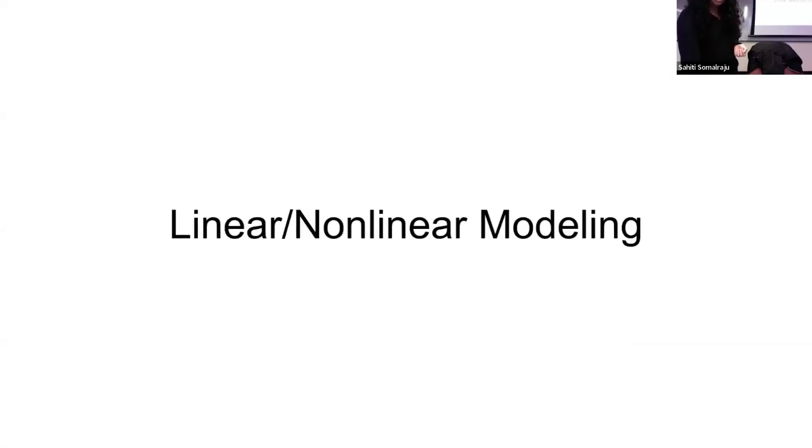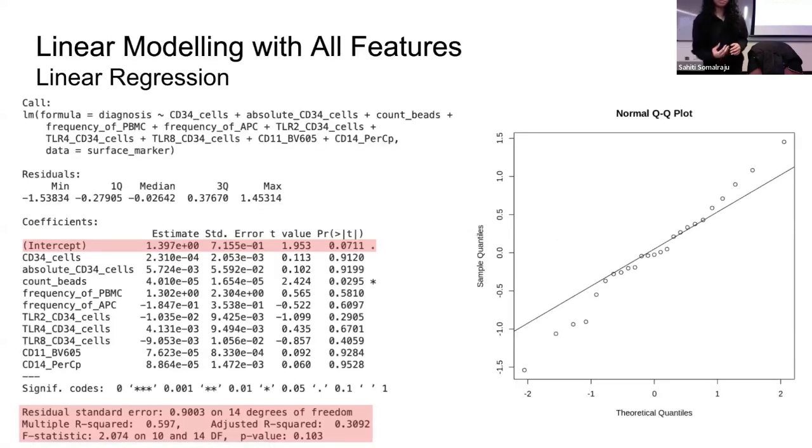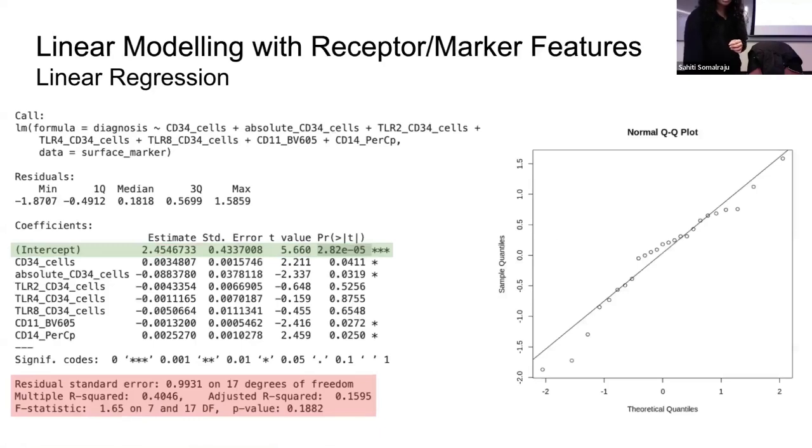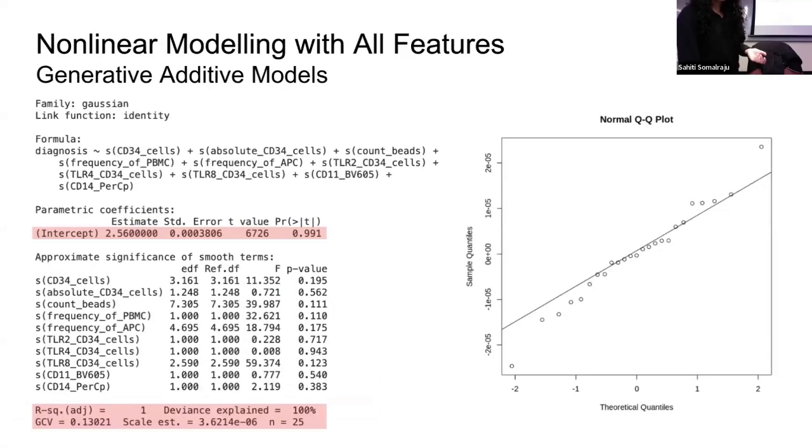We also did some linear and nonlinear modeling to help with the feature selection. So first we did linear regression using all of the features, and it wasn't that significant. And then we did it with the features that were specific to receptors and markers. And now we're seeing some better results, but still not the best since the p-value is greater than 0.05.